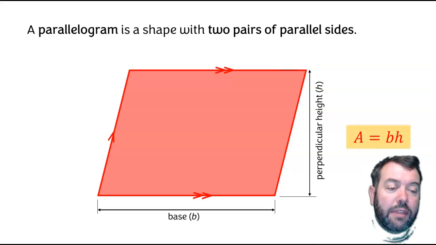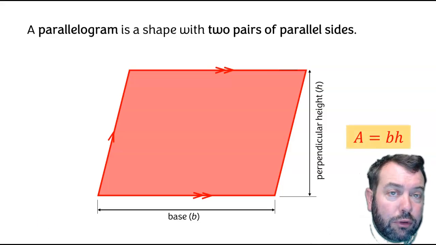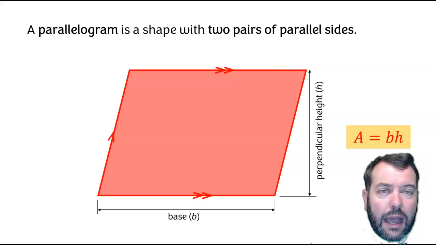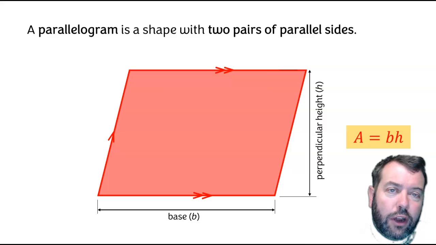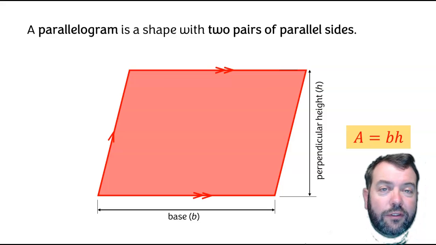Rightio. There's another formula. We have three formulas now. LB for a rectangle, half BH for a triangle, and BH for a parallelogram.